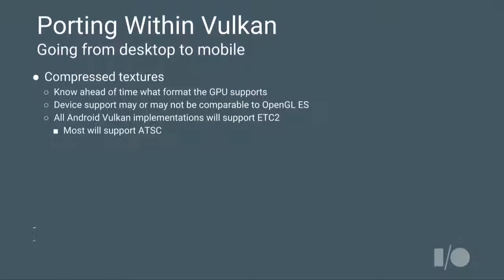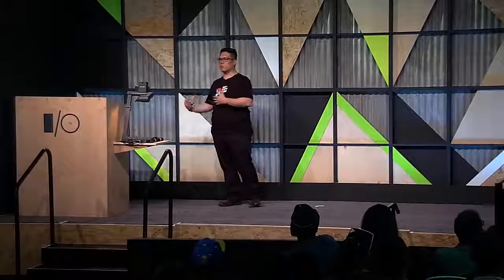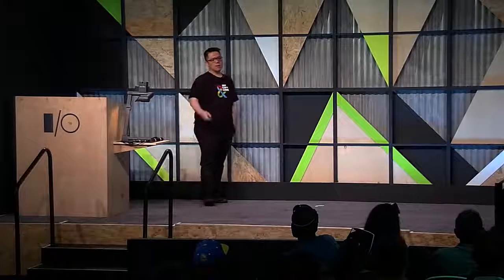Compressed textures. We mostly know these days what formats are supported. The thing not to do is assume that if it's supported in OpenGL ES for the device, it's supported in Vulkan. It may not be. One nice thing about Android in this regard is that all Android Vulkan implementations will support ETC2, and some of them will support ASTC as well. And just for completeness, the desktop support is essentially just the BC formats. They may have slightly more complicated names.